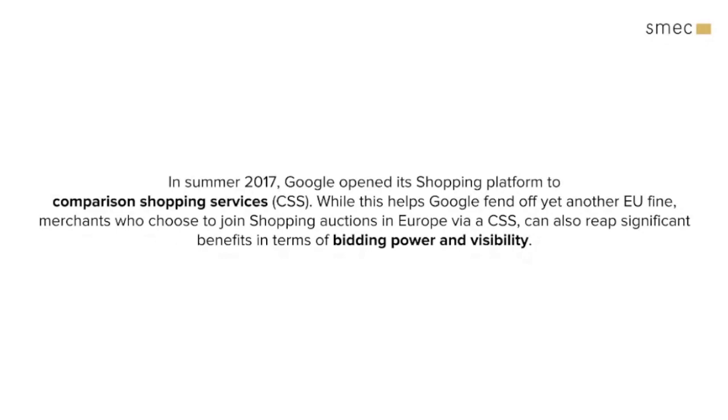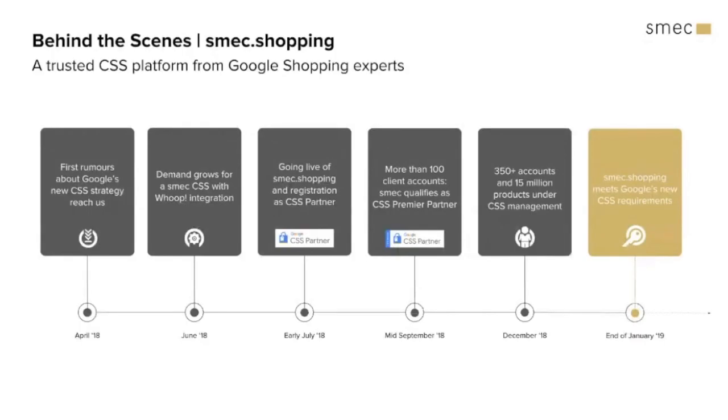So while the CSS program does help Google fend off yet another fine, merchants who choose to become part of the CSS shopping auctions in Europe via a CSS platform can reap significant benefits from using that. And we are going to look at some of those benefits today. So the bidding power, the increase of impressions, the potential impacts on conversions, the potential saving of cost and margin, all of these benefits are baked into CSS and can be used in different ways to apply the goals of specific campaigns.